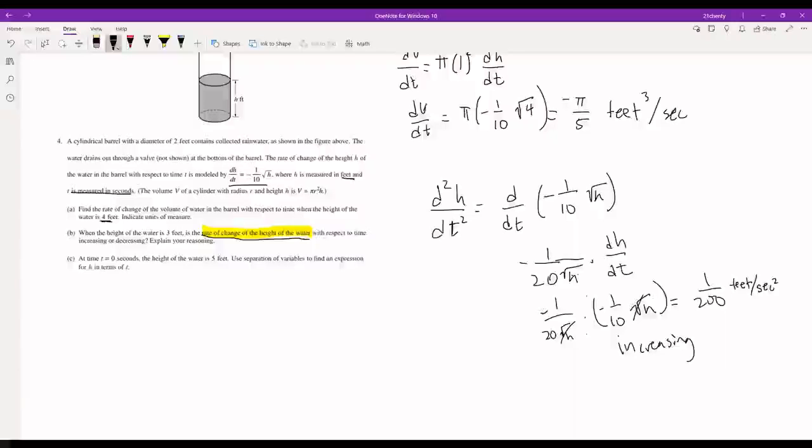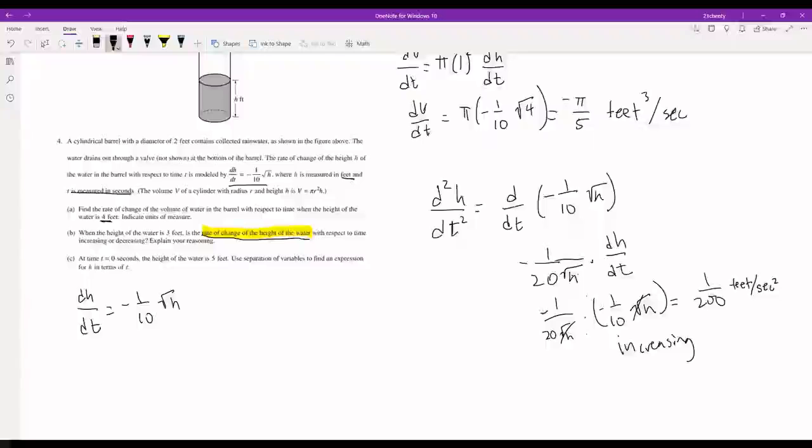So now, part C, at time t equals 0, the height of the water is 5 feet. Use separation of variables to find an expression for h in terms of t. So h in terms of t, we got to use separation of variables, which just means this dH and dt here, I'll write it here. We just want to separate these. Separate the dH, the h from the t.